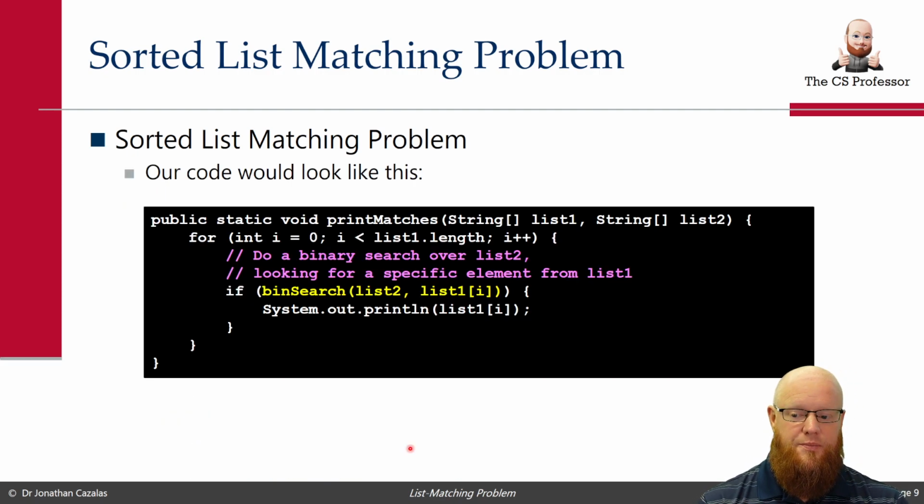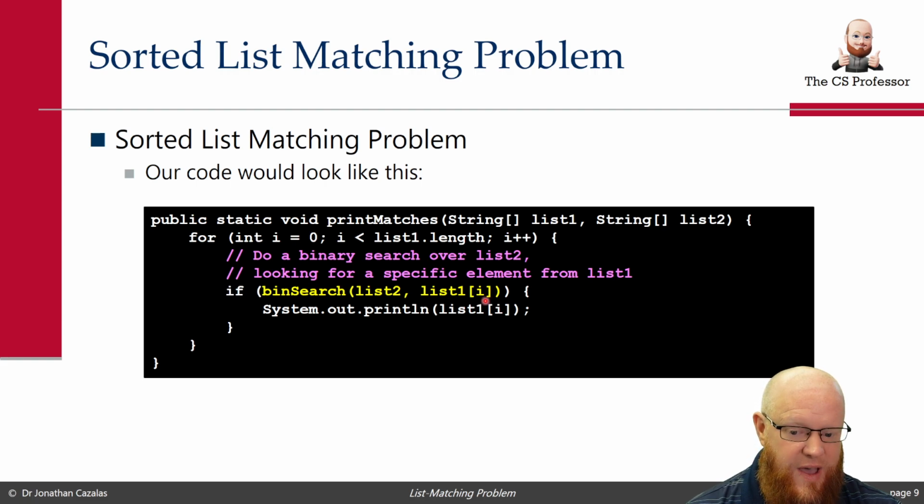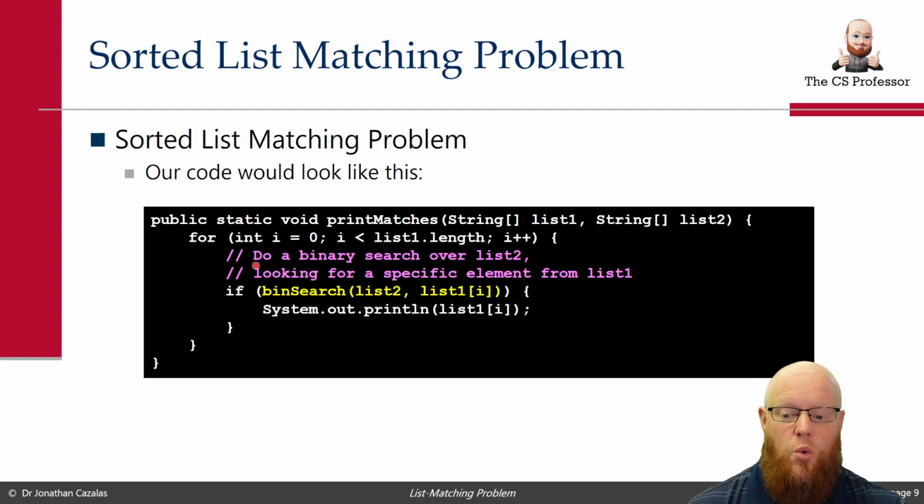And here would be our code. We're going to simply loop over the entire first list, and then we're going to perform a binary search looking for this value. So here we're starting at index 0 of the first list. We're going to look for this value, index 0 from the first list, inside the second list. So we're going to do a binary search over list 2, looking for specific elements that came from list 1. So this says, hey, if, and we're calling the binary search method, if this method returns true, meaning it was found, print it. Rinse and repeat.